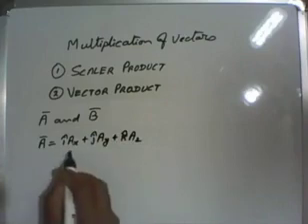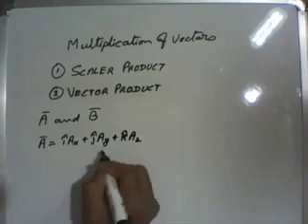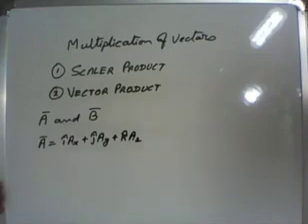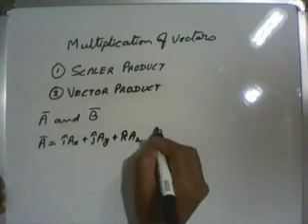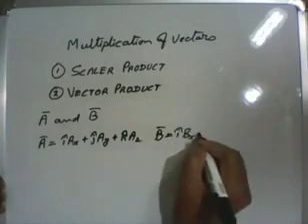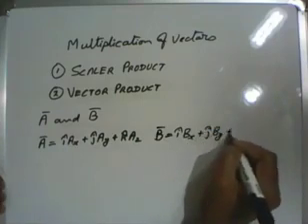So AX is the component of the vector A along the x-axis, AY is the component of the vector A along the y-axis, and AZ is the component of the vector along the z-axis. Similarly, B we can write as I BX plus J BY plus K BZ.